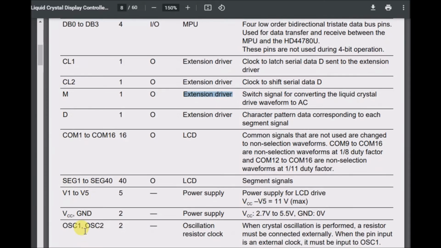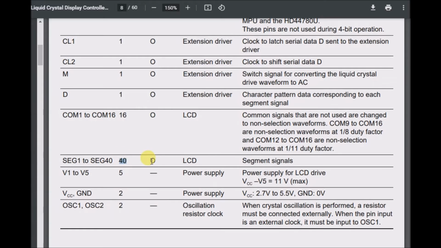Seg1 to Seg40, 40 lines, output, LCD segment signals. V1 to V5, 5 lines, it's neither input nor output, power supply for LCD drive. VCC, 5 volts, 11 volts max. VCC and ground, 2 lines, power supply. VCC is 2.7 volts to 5.5 volts, ground 0 volts.